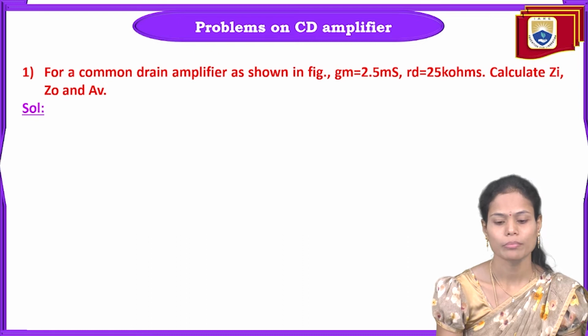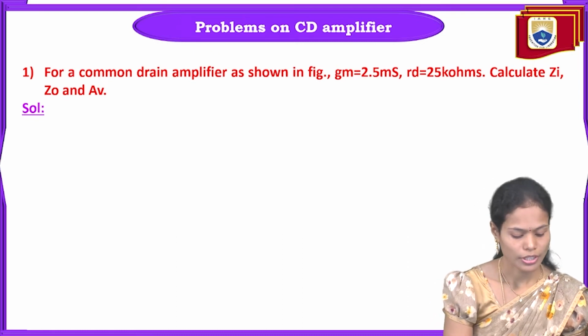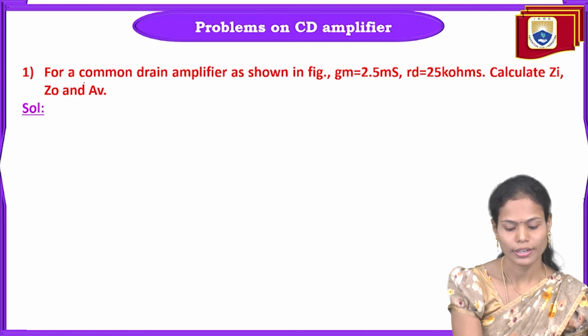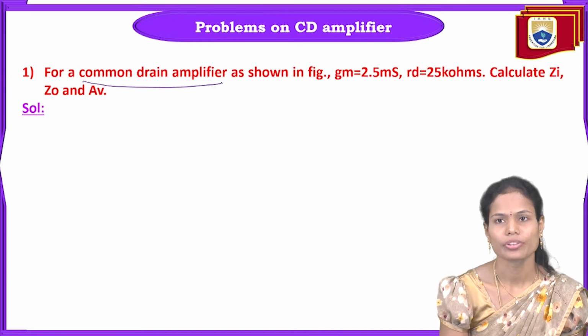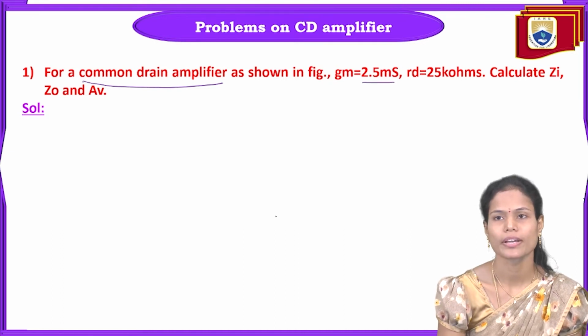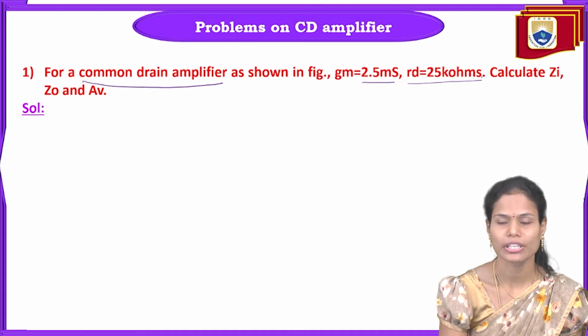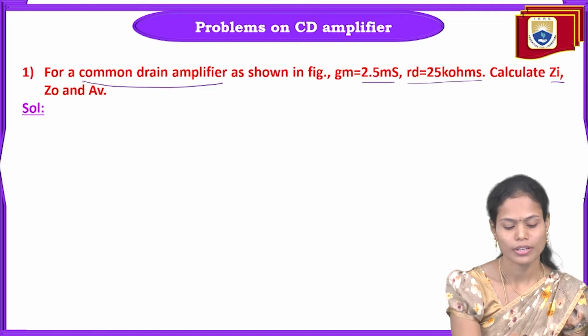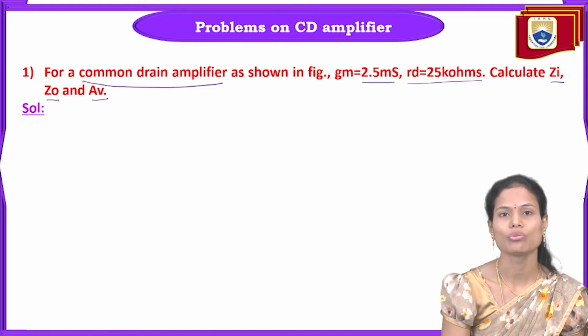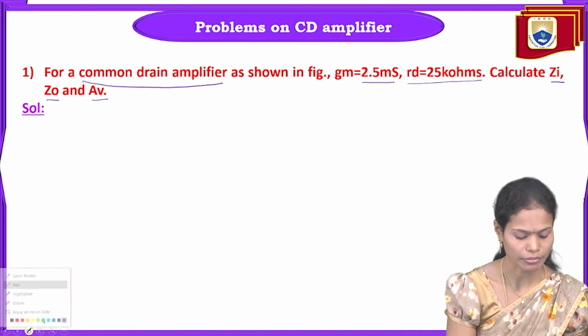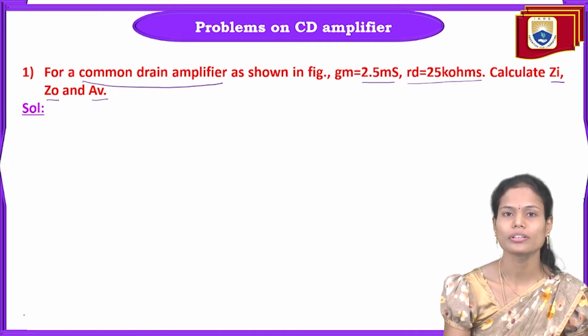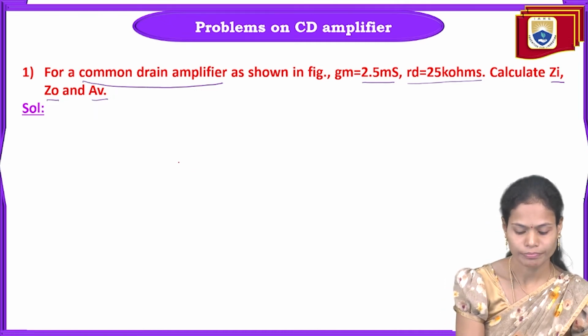So while coming to the first problem, for a common drain amplifier, it is shown in the figure. The transconductance is 2.5 millisiemens and the small rd resistance is 25 kilo ohms. From this we need to calculate the input impedance, output impedance as well as voltage gain of the common drain amplifier. First I am showing the given common drain amplifier here, and this is given in the problem itself.